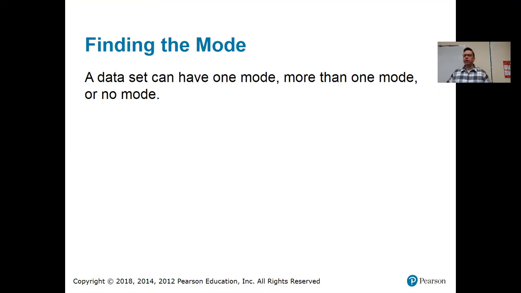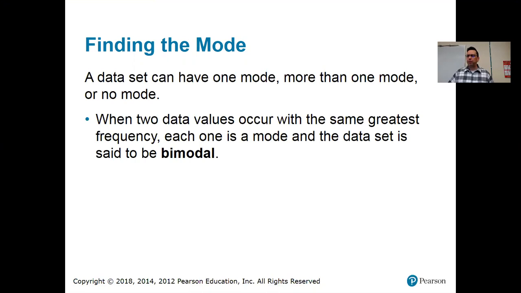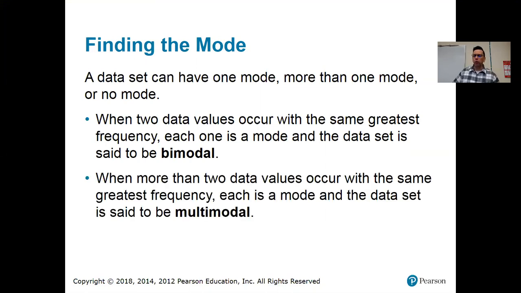All right. When two data values occur with the same greatest frequency, and that happens pretty often, each one is a mode, and the data set is called bimodal, right? Bi is in two. Where, on the other hand, some books will say something a little different about this situation. When you have more than two data values that occur with the same frequency, your book says that the data set is multimodal. Each one is a mode.